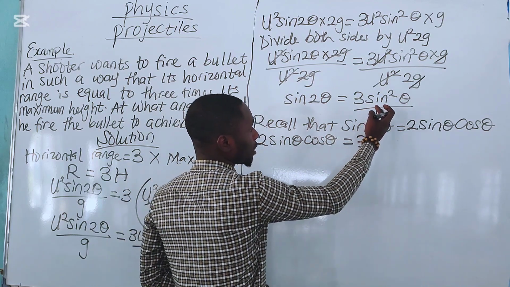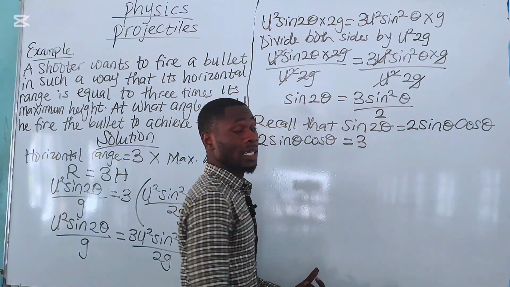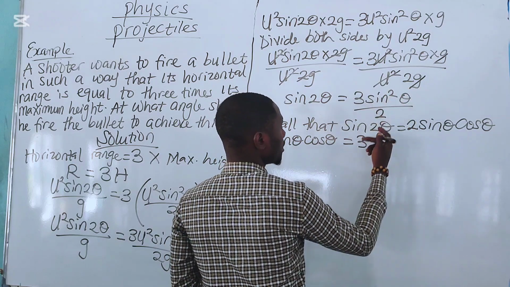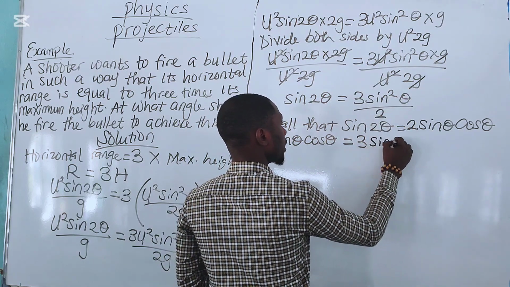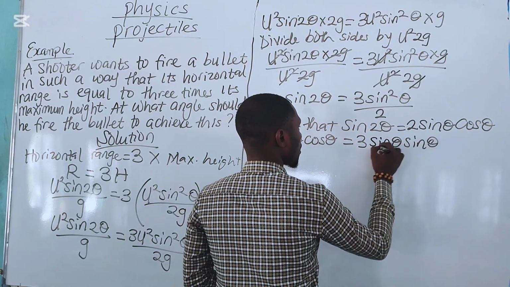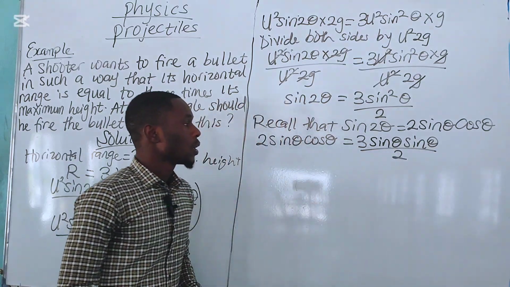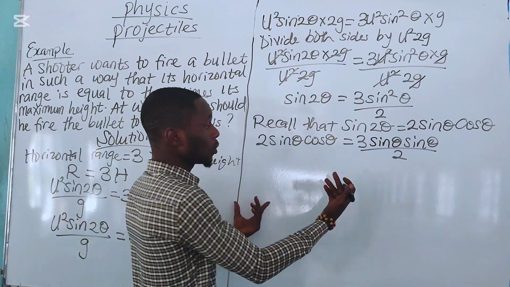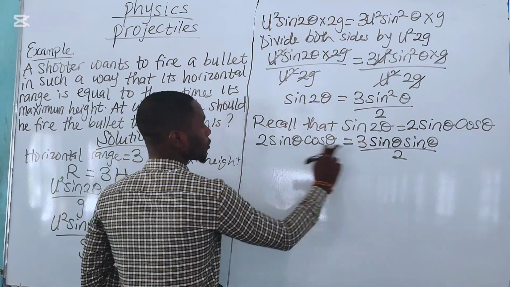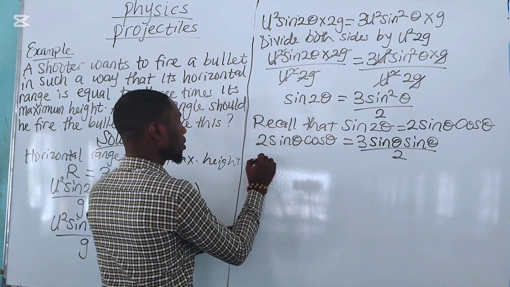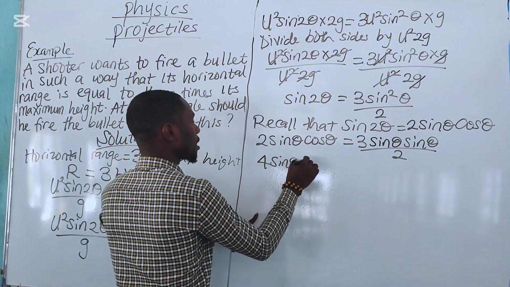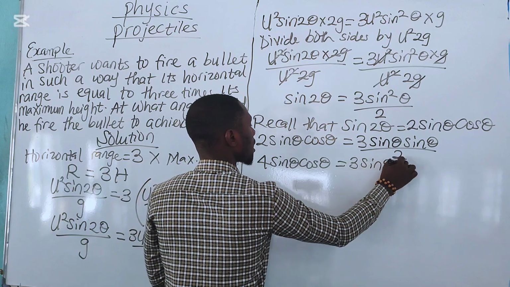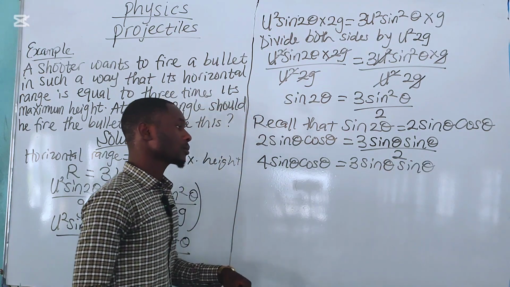3. Now remember that sine squared theta is the same thing as sine theta times sine theta. So let's break it. That will give us 3 sine theta sine theta over 2. We are looking for the value of theta, so let's cross multiply. We have 2 times everything here, which gives us 4 sine theta cos theta equal to 3 sine theta sine theta.